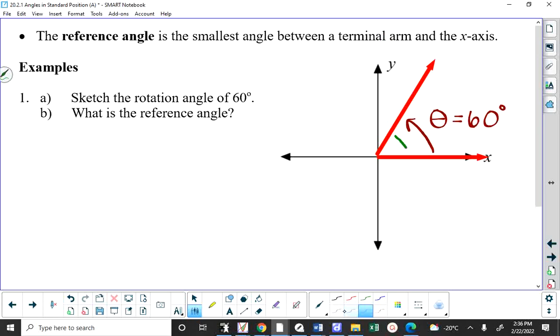And I tend to use the same colors. But again, I want to point out to you that the rotation angle has a direction to it, but the reference angle is just an angle. And the rotation angle doesn't require a subscript. We just write theta. So we've sketched it. What is the reference angle? I've labeled it on the diagram, so we're done. You may not think it's a big deal, but this arrow on here is really important.